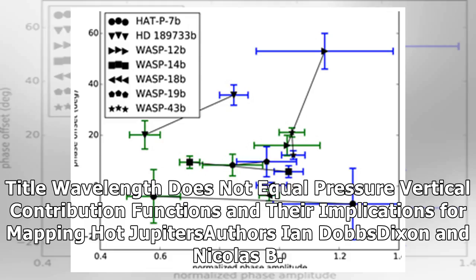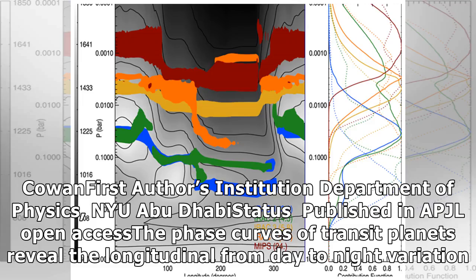Tidal wavelength does not equal pressure. Vertical contribution functions and their implications for mapping hot Jupiters. Authors: Ian Dobbs-Dixon and Nicolas B. Cowan. First author's institution: Department of Physics, NYU Abu Dhabi. Status: published in APJL. Open access.